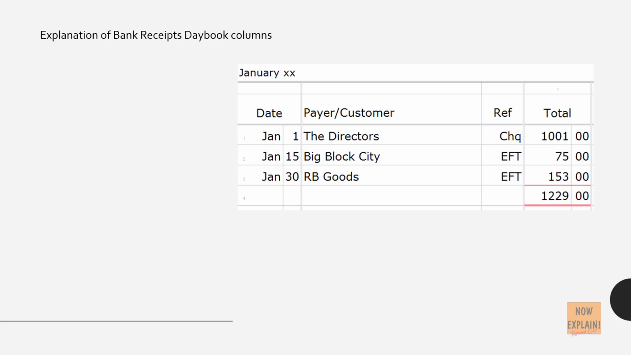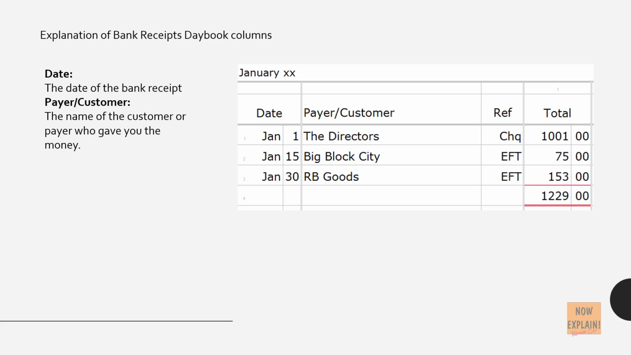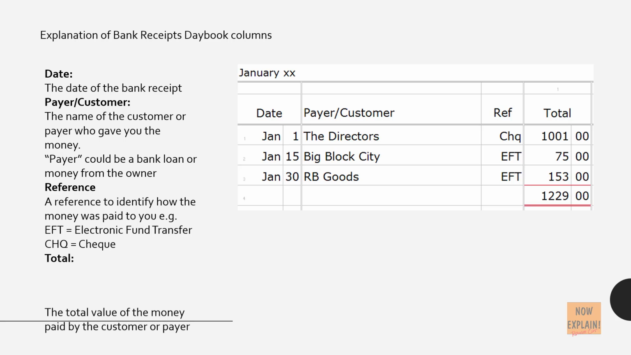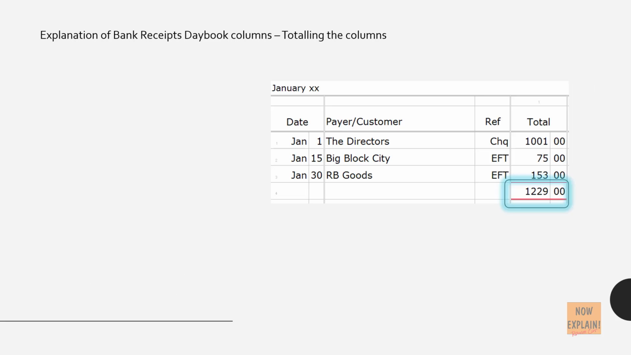Explanation of the bank receipts daybook columns. The date of the bank receipt, the payer or customer, the name of the customer or payer who gave you the money. Payer could be a bank loan or money from the owner. Reference. A reference to identify how the money was paid to you. Example, EFT equals electronic fund transfer, CHQ equals check. The total column. The total value of the money paid by the customer or payer.